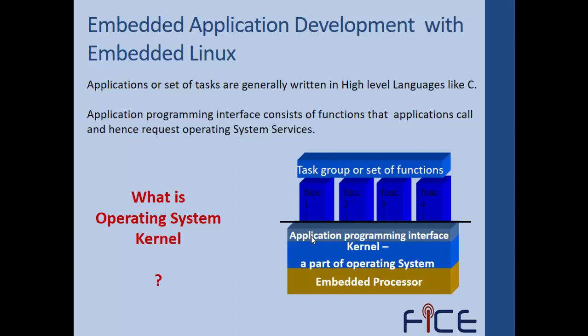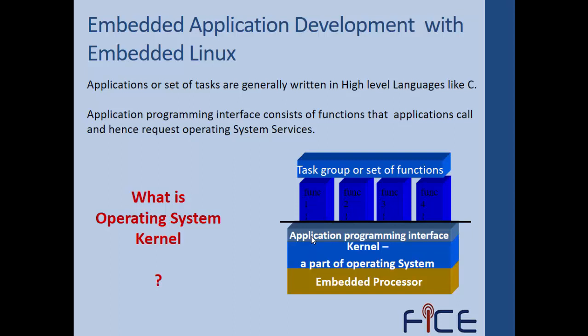APIs consist of functions and protocols that are called, and one complete program is written when we call an API; it is a kind of subroutine. These APIs are called by the kernel, and then we have the embedded processor. Basically, the application program interface consists of functions that applications call, and then request operating system services.